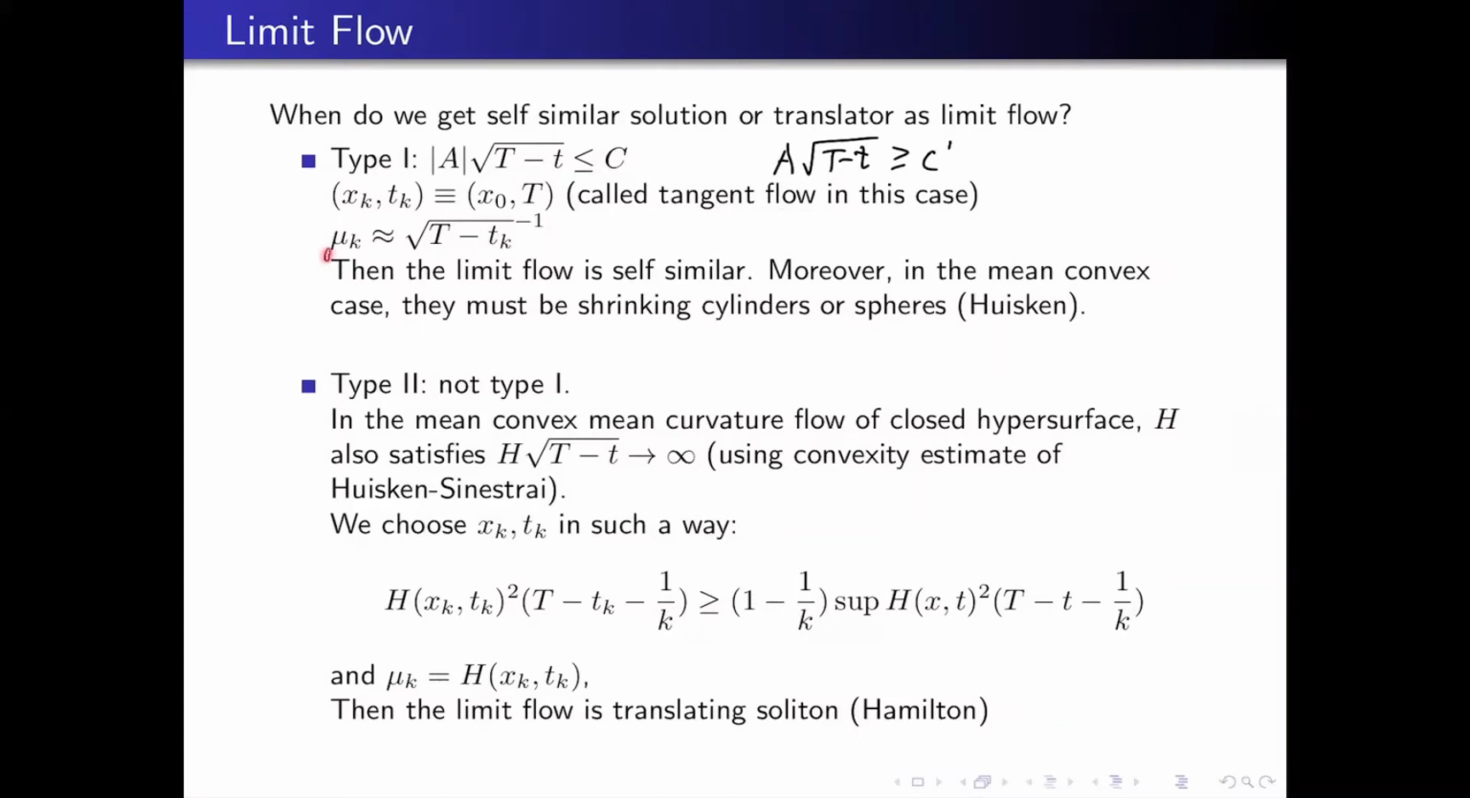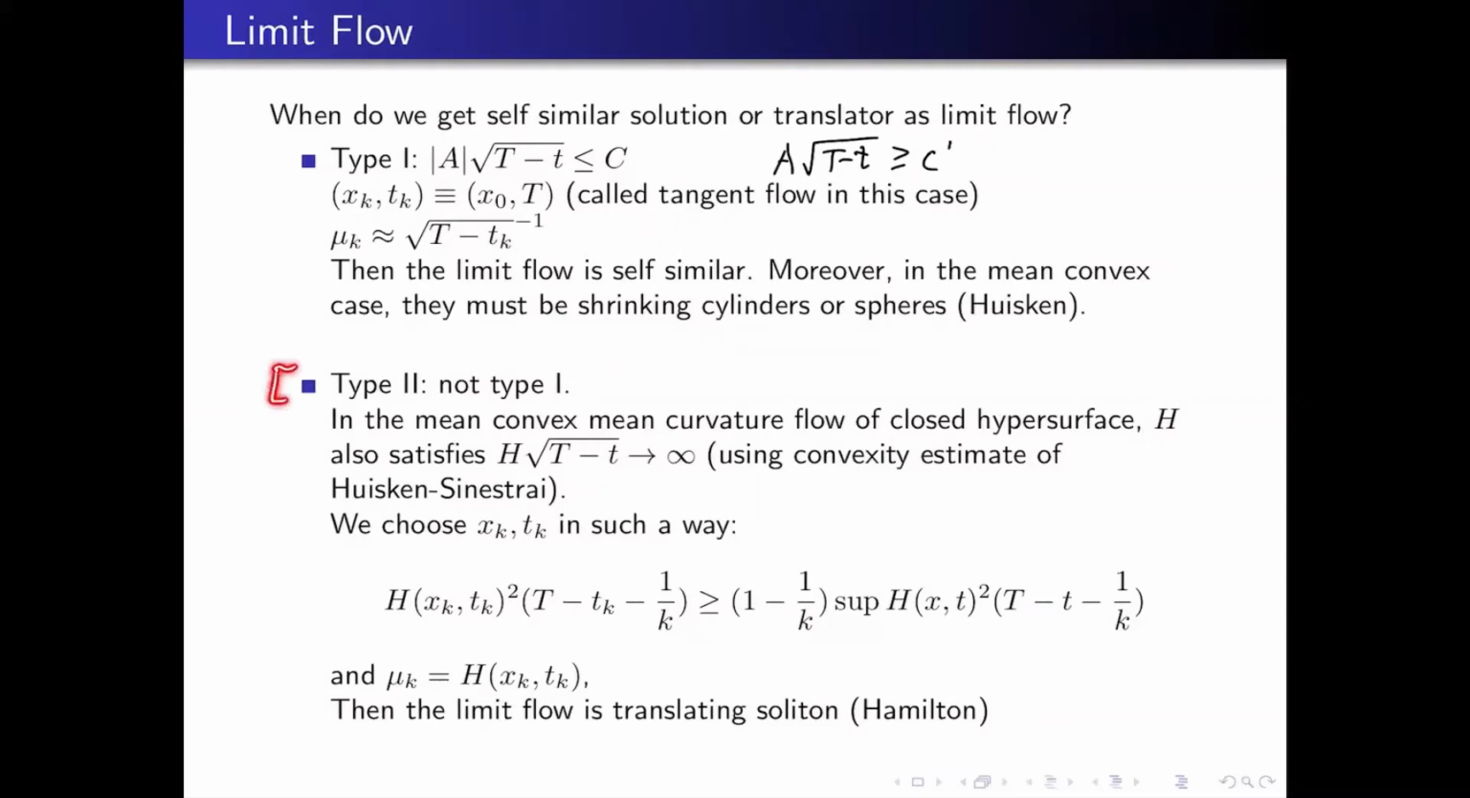So we will choose our scaling factor to be the remaining time to the minus a half. Then it can be proved that the limit flow exists and is self-similar. Moreover, in the mean convex case, there have to be shrinking cylinders or spheres.